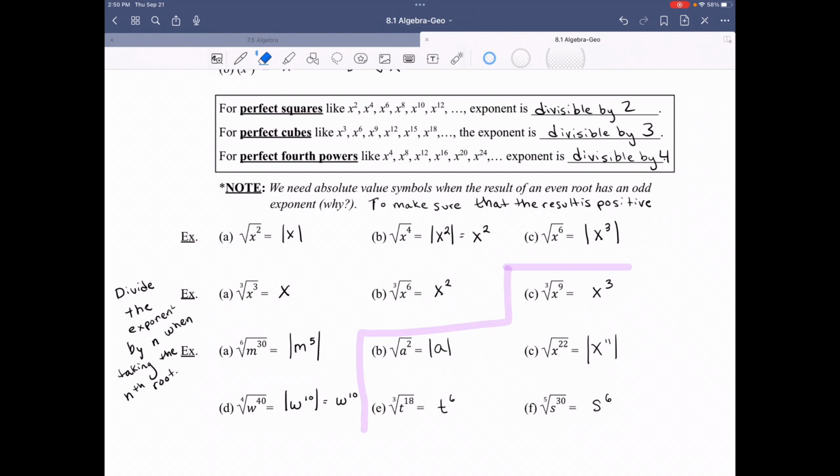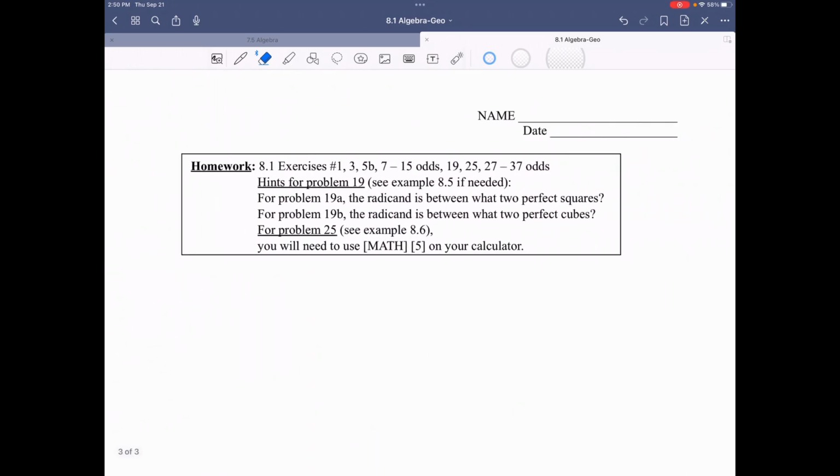So check your answers and then turn the page to see what the homework will be for tonight. There are some that we did not go over, and so there are some hints in the homework. For number 19, you can go in the book and look at example 8.5, and there's a hint that continues from that. And then for problem 25, you'll need a calculator, and you can see example 8.6 for that one.